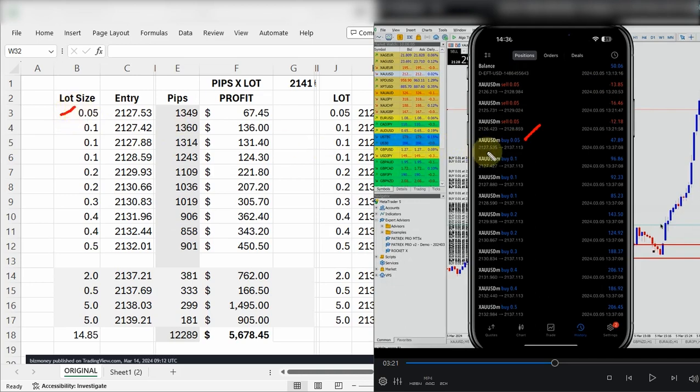And look at your entry. 2127. Got it here. 2127. Then 53. Got it here. So you have 1, 2, 3, 4, 5, 6, 7, 8, 9, 10. You have 10 trades here. And I have the same thing here. 1, 2, 3, 4, 5, 6, 7, 8, 9, 10. So I got this data from your screenshot.